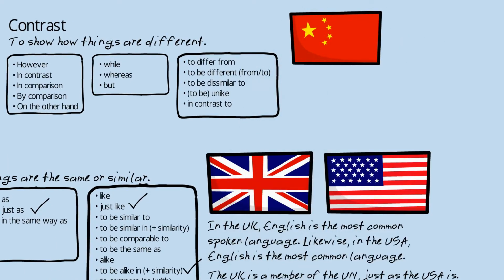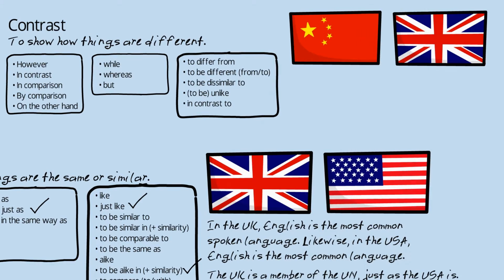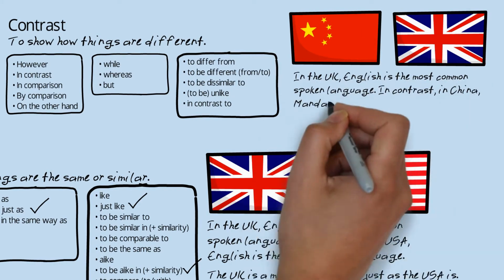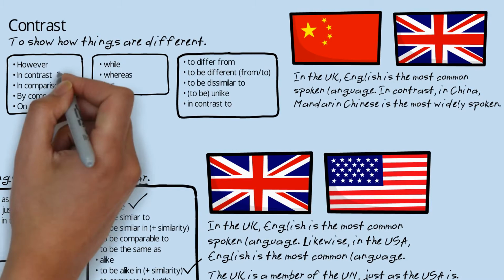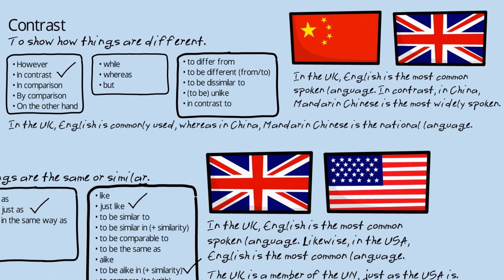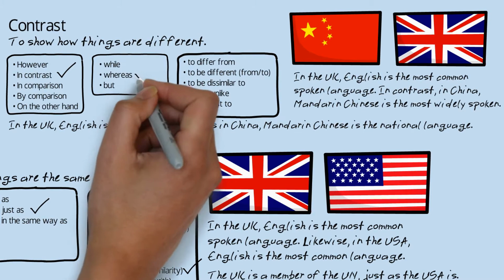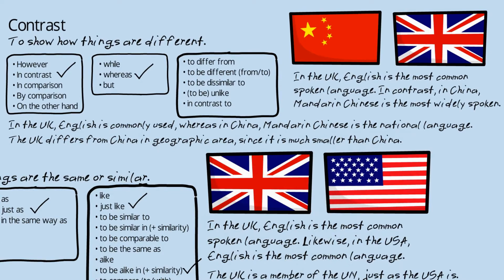This time I'm going to contrast China with the UK. In the UK, English is the most common spoken language. In contrast, in China, Mandarin Chinese is the most widely spoken. In the UK, English is commonly used, whereas in China, Mandarin Chinese is the national language. The UK differs from China in geographic area, since it is much smaller than China.